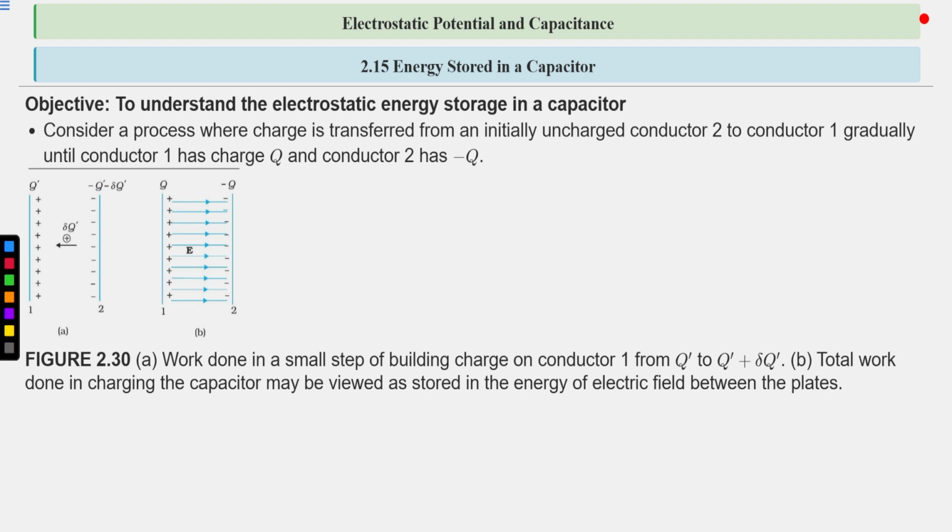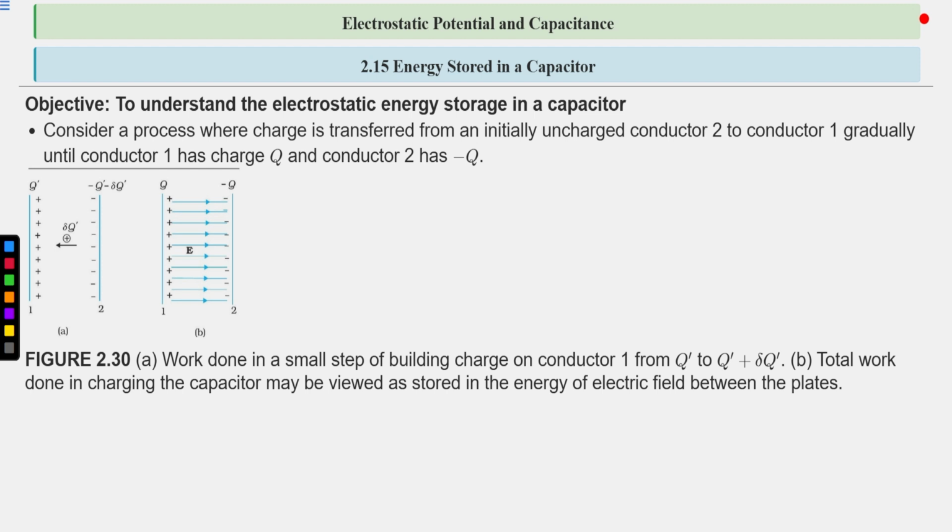Total work done in charging the capacitor may be viewed as stored in the energy of electric field between the plates. Okay. So this is the small work done to transfer charge delta Q dash from this plate to this plate. But to calculate the total amount of work done, we have to integrate the small work. Total work done in charging the capacitor may be viewed as stored in the energy of electric field between the plates.